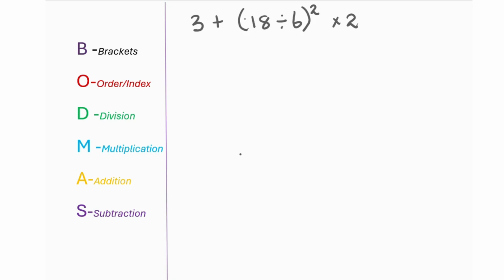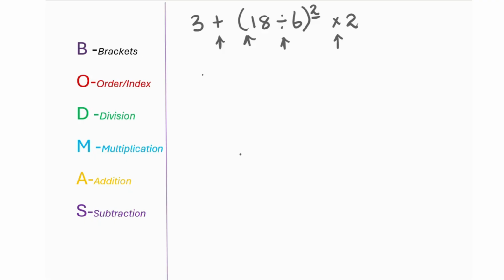How do you solve a question like this that has several operators? As you can see in this question, we have the addition, we have the division, we also have our brackets, we also have this index, and we have multiplication. So how do you figure out which operation you're supposed to do first? We use what we call the BODMAS.